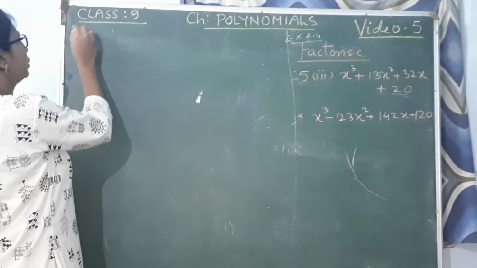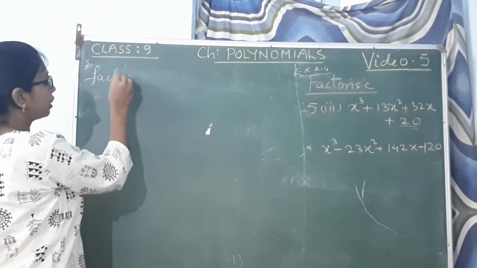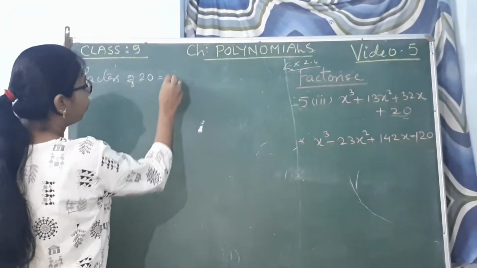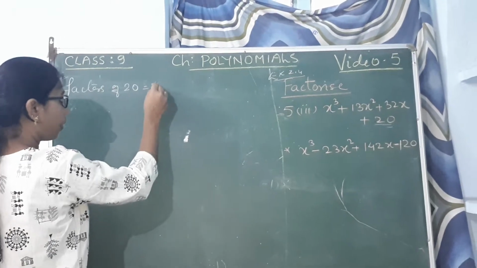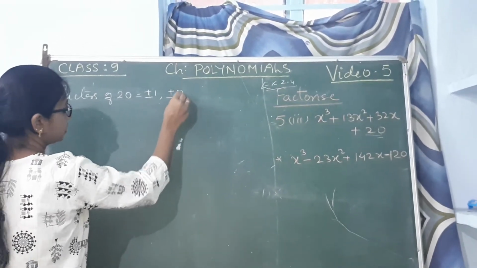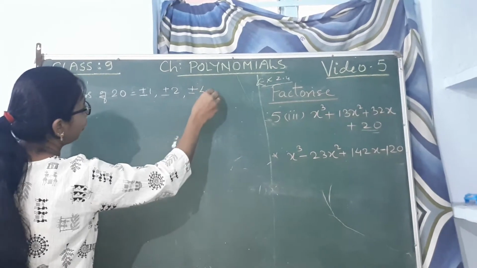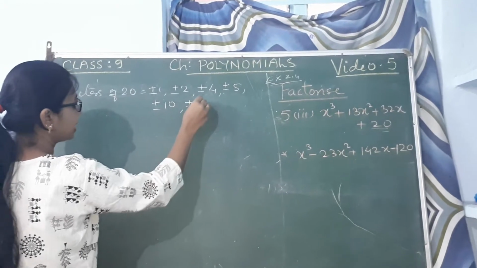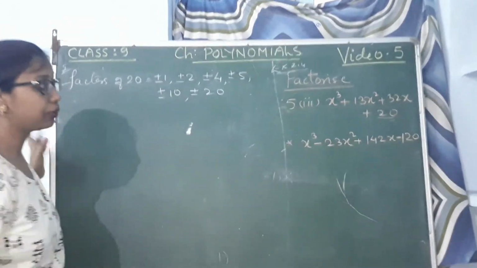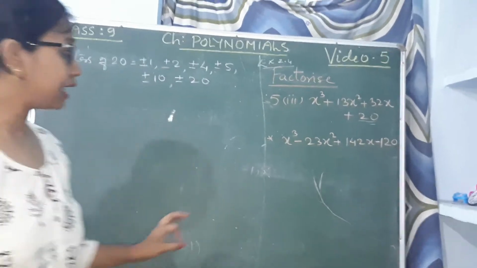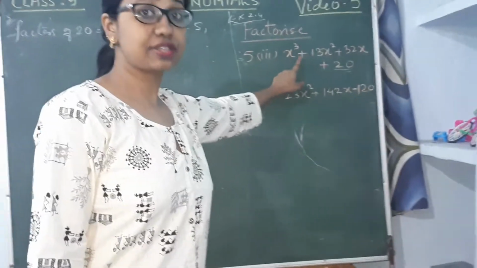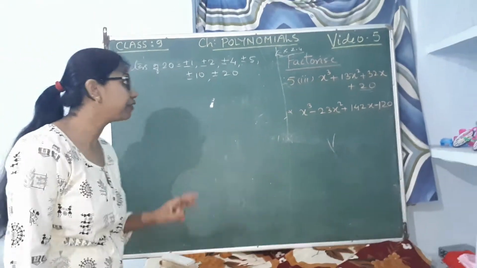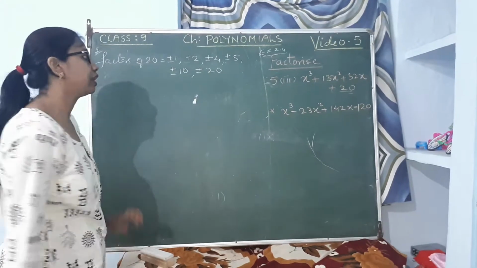Factors of the constant term 20 will be plus or minus 1, plus minus 2, plus minus 4, plus minus 5, plus minus 10 and plus minus 20. As I told you, the factors completely depend on its degree. Since the degree is 3, the total number of factors for this polynomial will be 3. 3 factors will satisfy this equation.